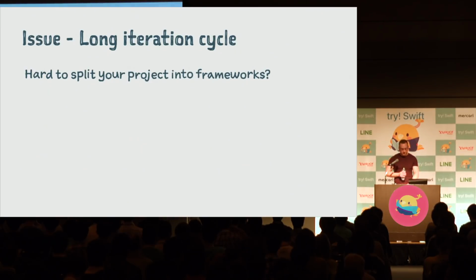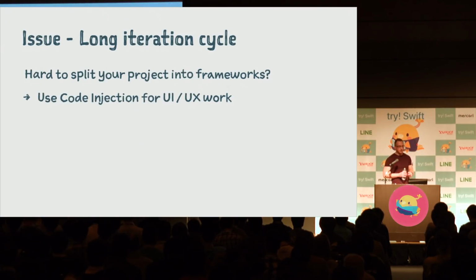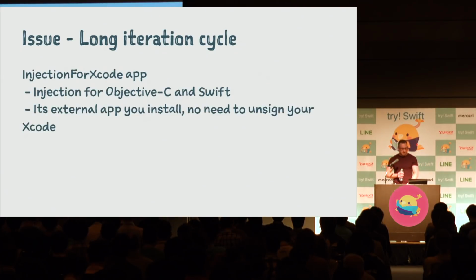Sometimes you cannot split your project into frameworks. So what can you do then? You can leverage code injection. It allows you to reload the code in place without even having to restart your application. And there are two tools for that. One is Injection for Xcode, which is an external application that you can install on your Mac. It doesn't even require you to unsign your Xcode or do anything fishy like that.